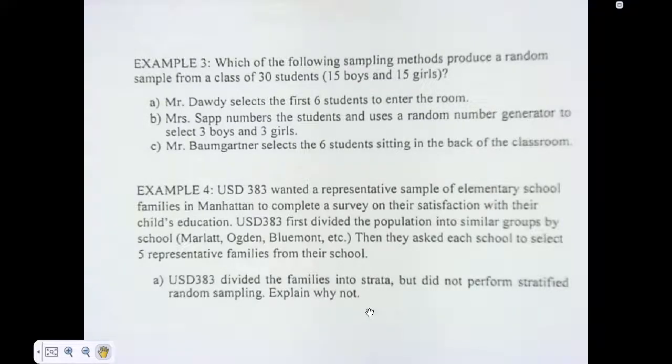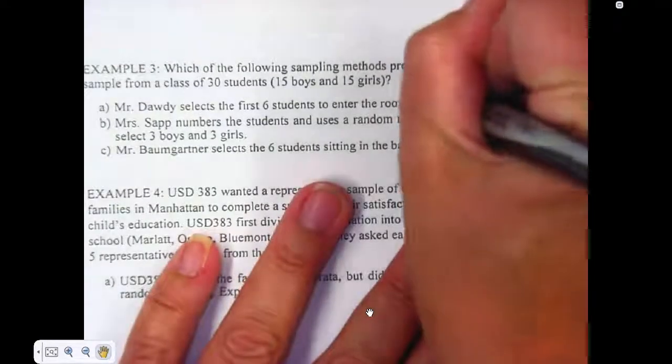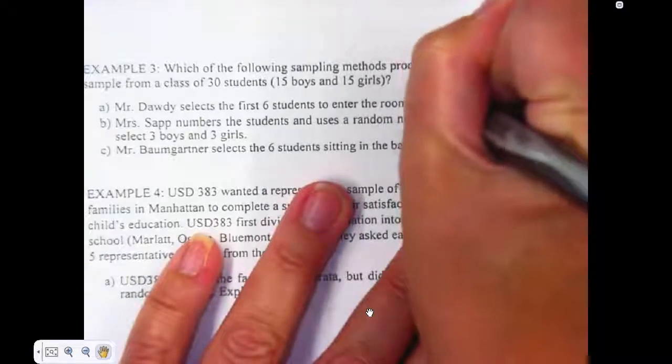Okay, so for example 3, it says, which of the following sampling methods produces a random sample from a class of 30 students, 15 boys and 15 girls? So our first choice is Mr. Doughty selects the first 6 students to enter the room. Okay, that one's not going to work. That's not random. That's a convenient sample, so that's no.